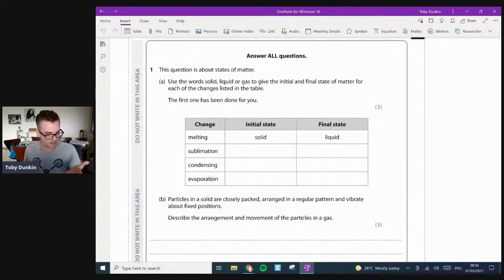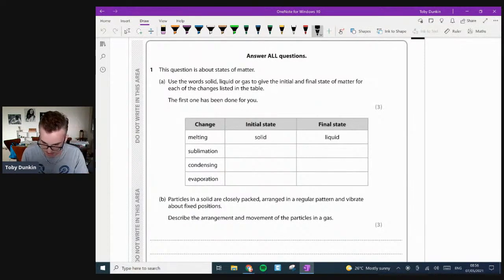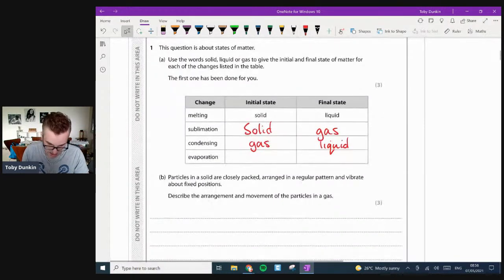Question number 1, states of matter, very normal start for GCSE. I'll do my answers in red. Okay, so sublimation, initial state, solid. Final state, gas. Nice, easy start. Condensation, initial state, gas, condensing, turning back into a liquid. That's the purpose of a condenser. Evaporation, going from a liquid to a gas.